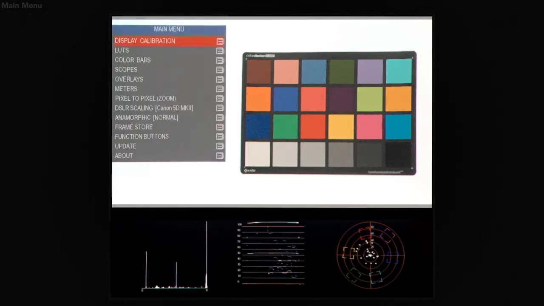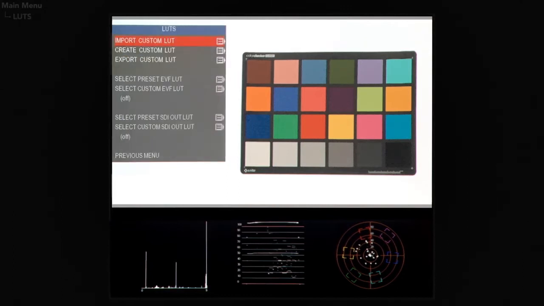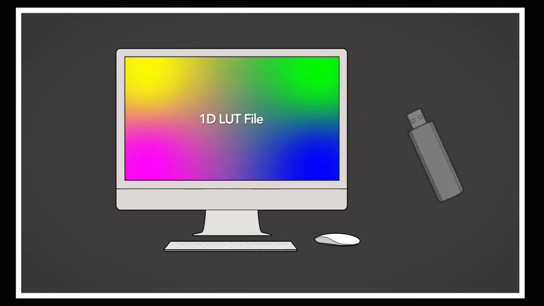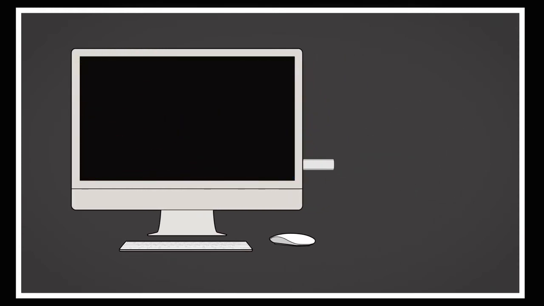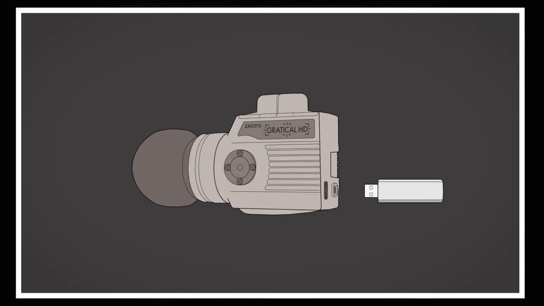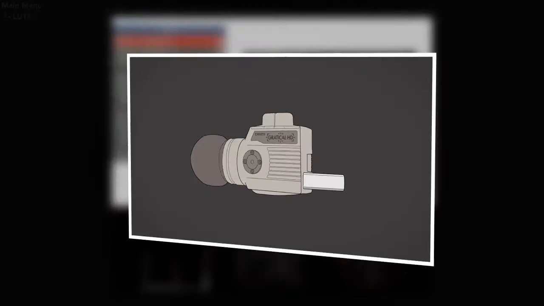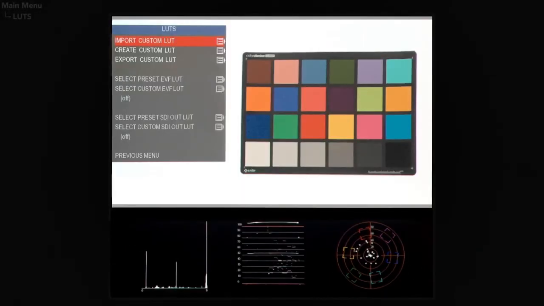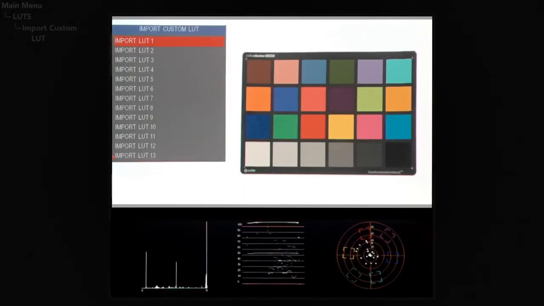Next in our main menu is the LUTs menu. The first option you see is Import Custom LUT, and this will allow you to create a 1D LUT on your computer, save the LUT to a flash drive, insert the flash drive into the Gratical's USB, and import that LUT directly into the Gratical. Within the Import Custom LUT menu are 16 slots to save your LUTs to. Earlier, I created a LUT that I'm going to save to the number one slot.